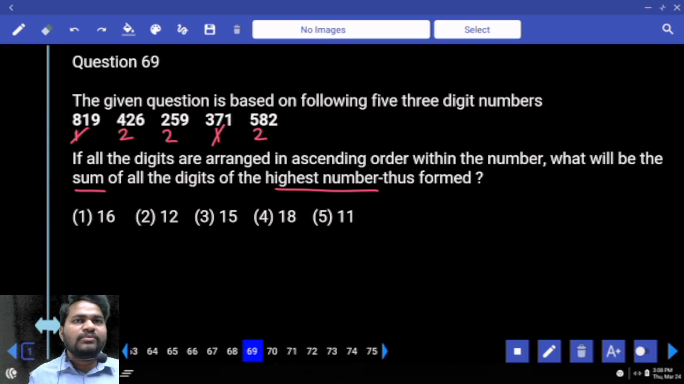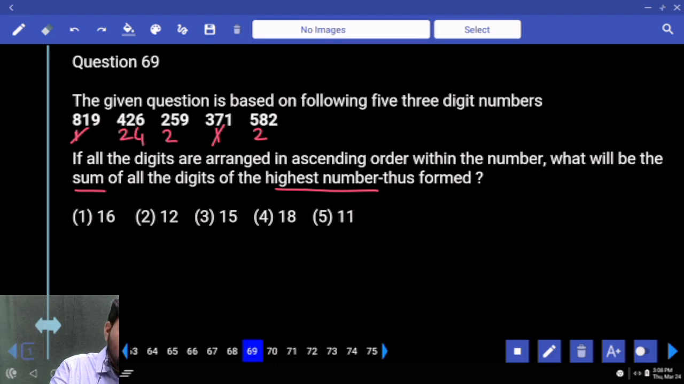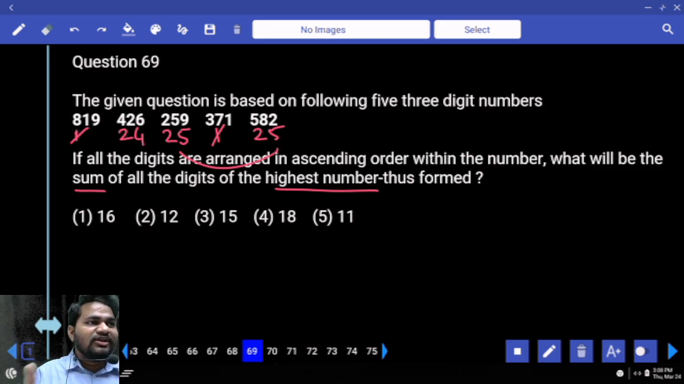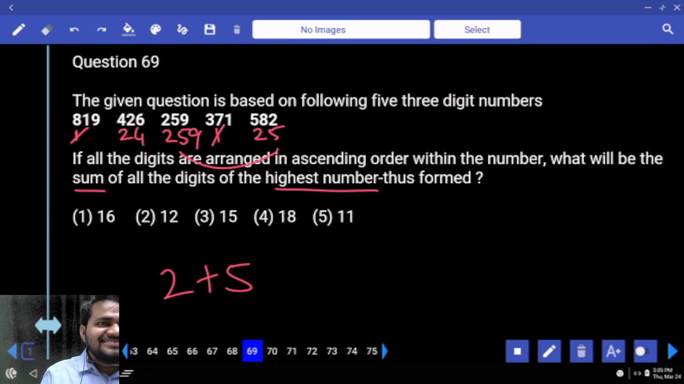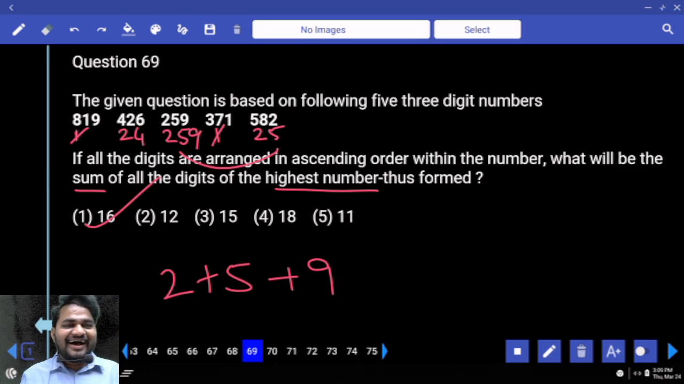As we have 3 numbers which are starting with 2, we need to go for second digit verification. Here it will be 4, 2, 4, 2, 5. Again we have 2, 5 here. Then we'll go for last digit verification, which is 9 here. If it is 9, obviously it will be the highest number. So sum of all the digits of 2, 5, 9: 2 plus 5, 7. 7 plus 9, 16. Option number 1.